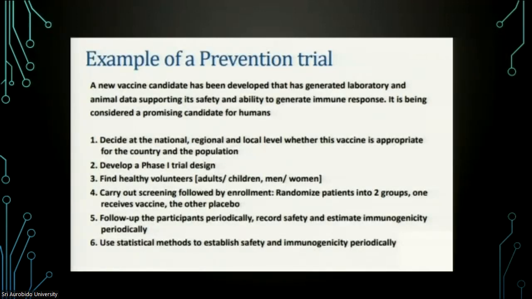This is another example of a prevention trial in which a new vaccine has been developed that has generated laboratory and animal data supporting its safety and ability to generate immune response.